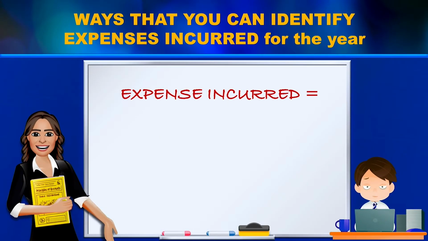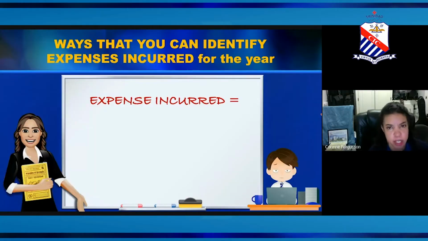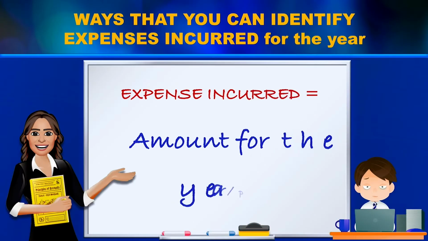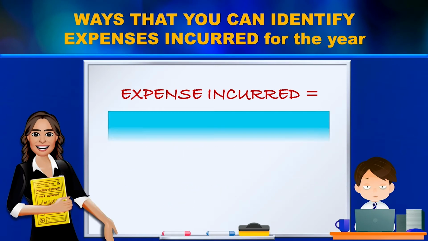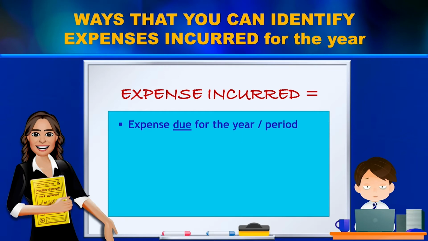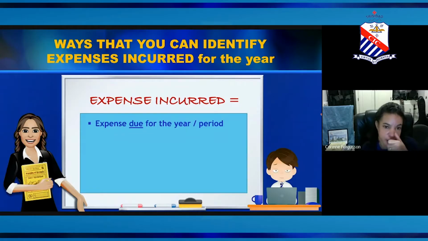So, ways that you can identify the expenses incurred for the year. They might tell you how much was incurred for the year. And what are some of the ways that you might see it if they do give you that information straightforwardly? They might tell you how much was due for the period. So they will tell you that for the electricity bill, $800 was due. That means that that is the amount that was incurred.